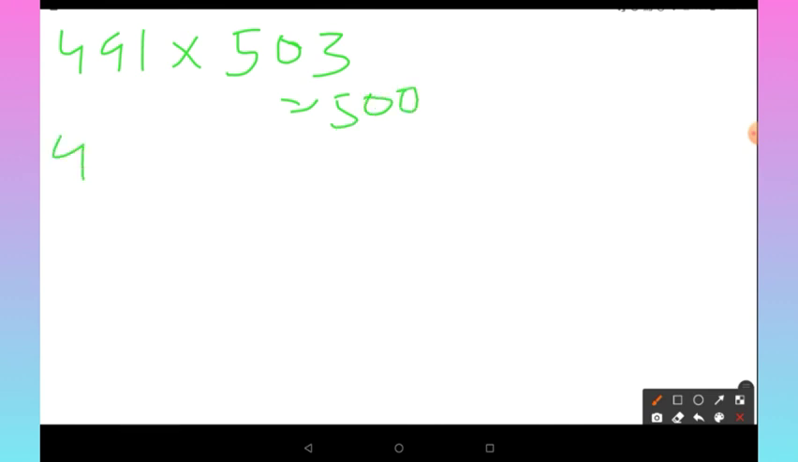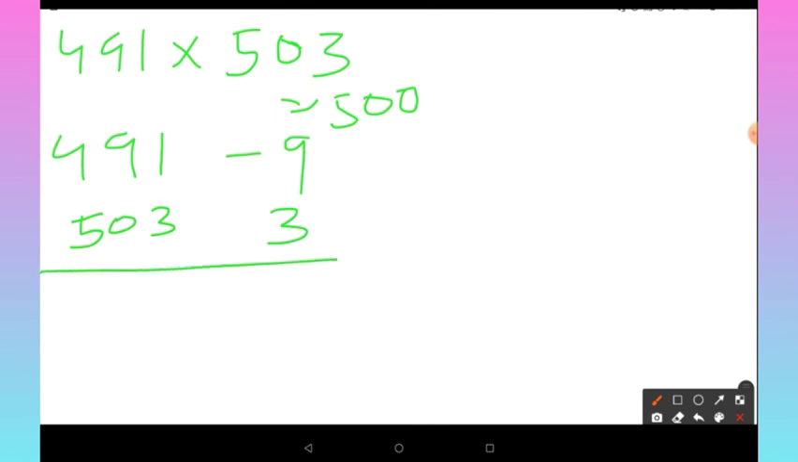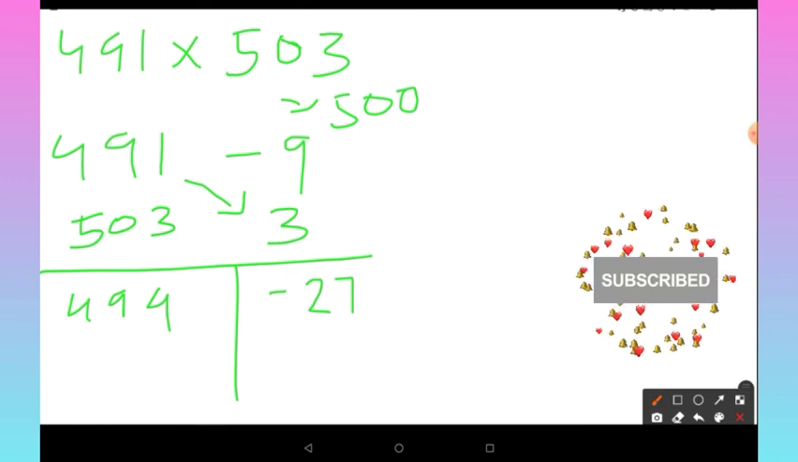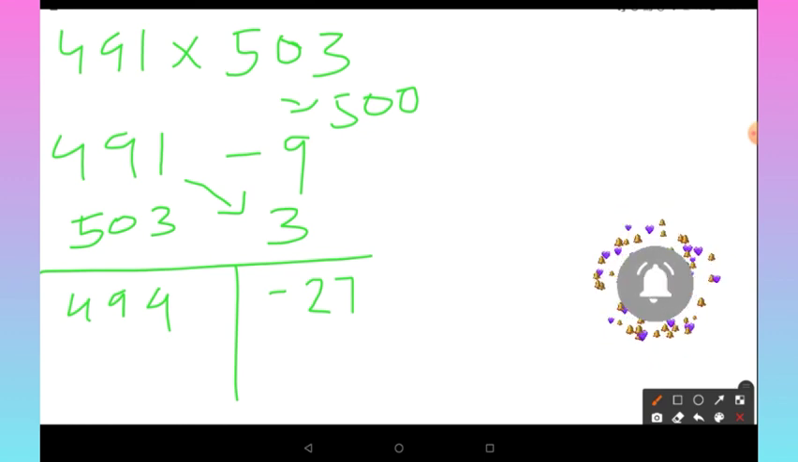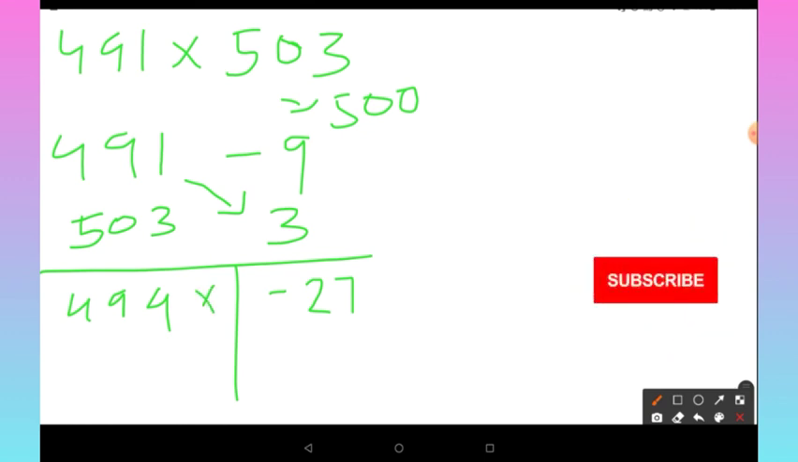So 491, how will you represent 491? 491 minus 9, base is 500. Okay, and 503, how will you represent it? 503, the deviation is 3. Okay, so whichever you want, you can do 491 plus 3 or 503 minus 9. So I am going with 491 plus 3. You got 494 and minus 9 into 3. So we will get minus 27, right? So here the 2 zeros, 2 digits. So that part is fine. But here what you have to do? We have to multiply 494 into 5.